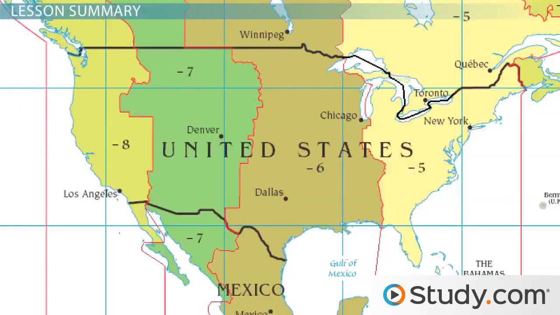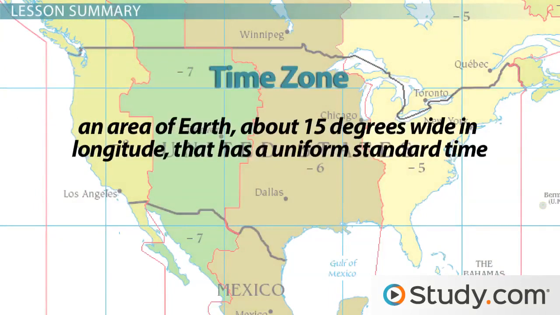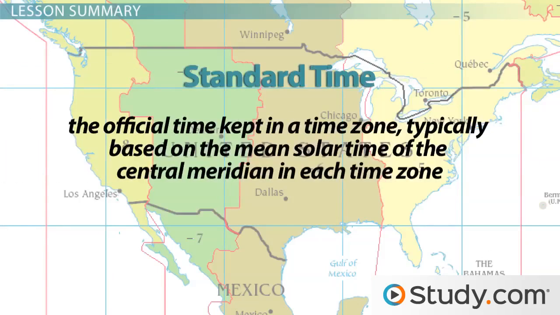To make our ability to tell and synchronize time easier, time zones and standard time have been introduced. A time zone is an area of Earth about 15 degrees wide in longitude that has a uniform standard time. Standard time is the official time kept in a time zone, typically based on the mean solar time of the central meridian in each time zone.